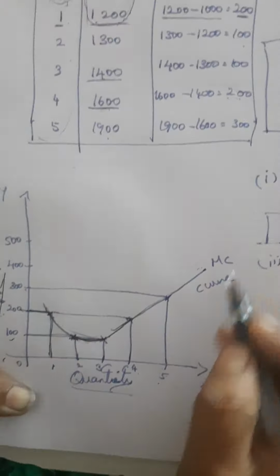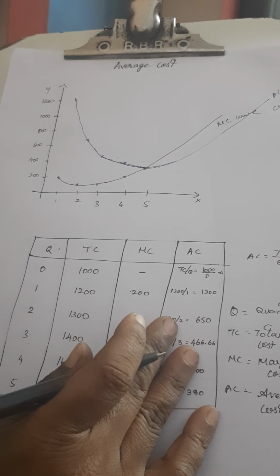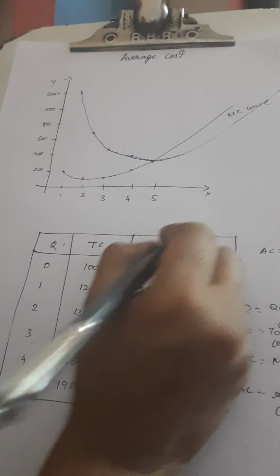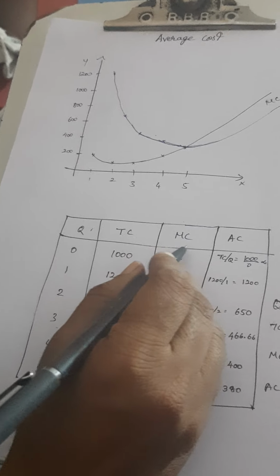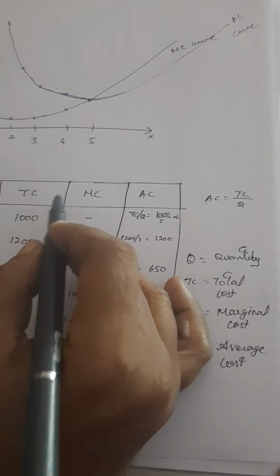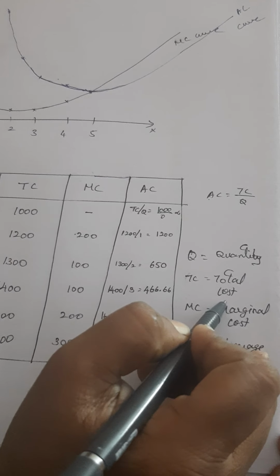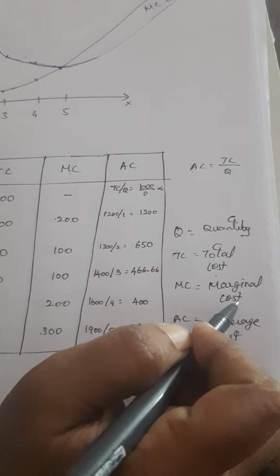Okay. Next we will move on to the relationship between the marginal cost and the average cost. I have already given you the marginal cost. From that itself we may calculate the average cost also. Average cost is AC equal to TC by Q. Q is the quantity, TC is the total cost. MC, you already know, is marginal cost. AC also, you already know, is average cost.